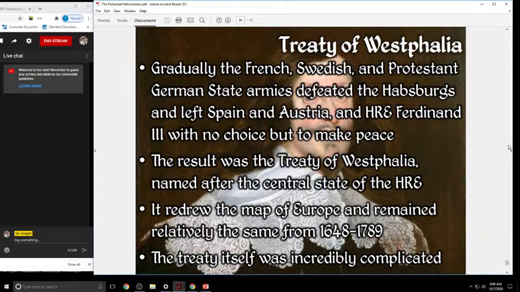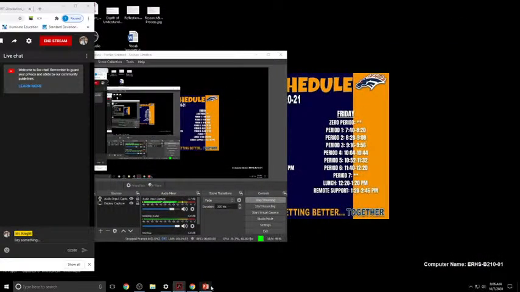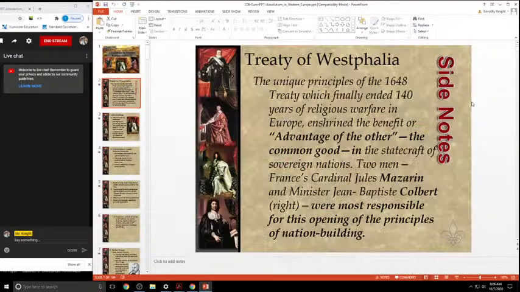And the result of this peace became known as the Treaty of Westphalia. The Treaty of Westphalia is a major turning point in European history. It gets signed in 1648. It redrew the map of Europe, and it remained relatively the same for the next 150 years. The treaty itself was incredibly complicated, and you can see here kind of how Europe looks after the war. The boundaries of the Holy Roman Empire change from before the war. And I'm now going to transfer over to that other PowerPoint here and talk more about the Treaty of Westphalia.